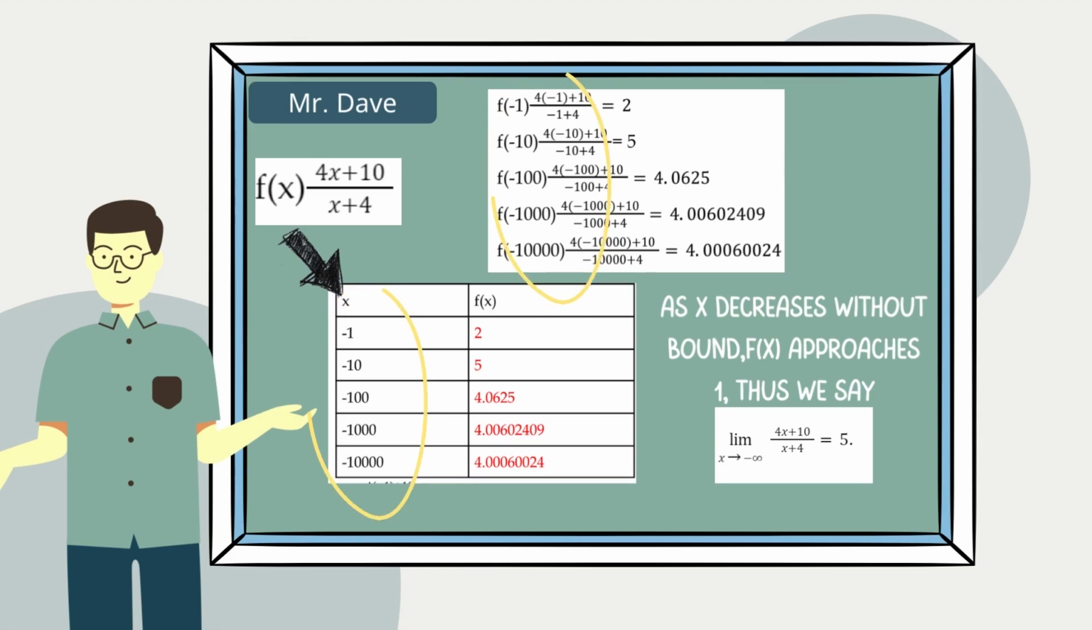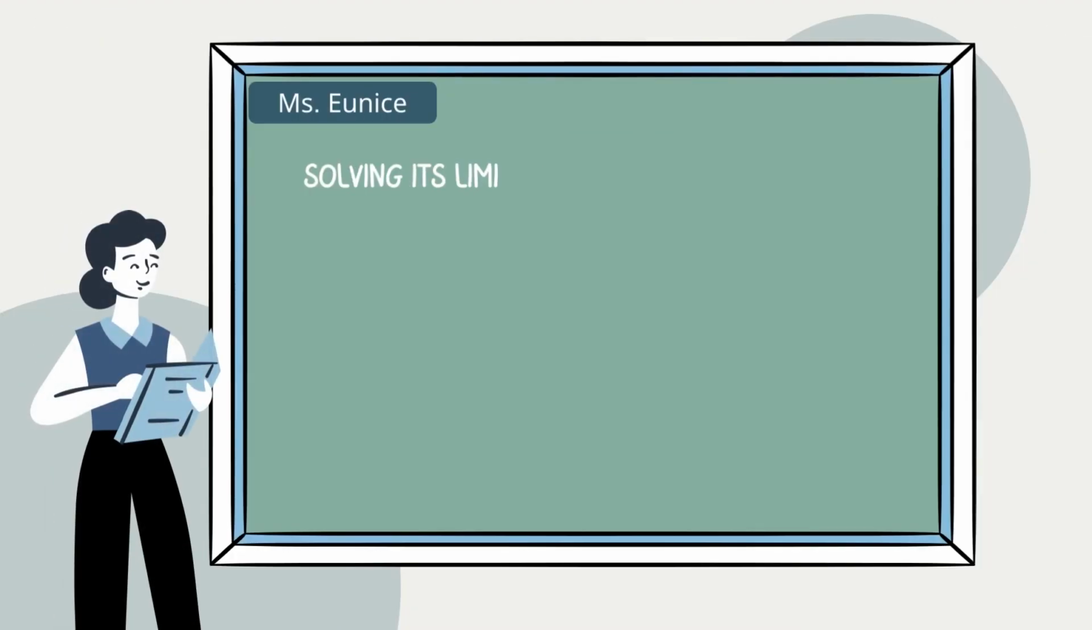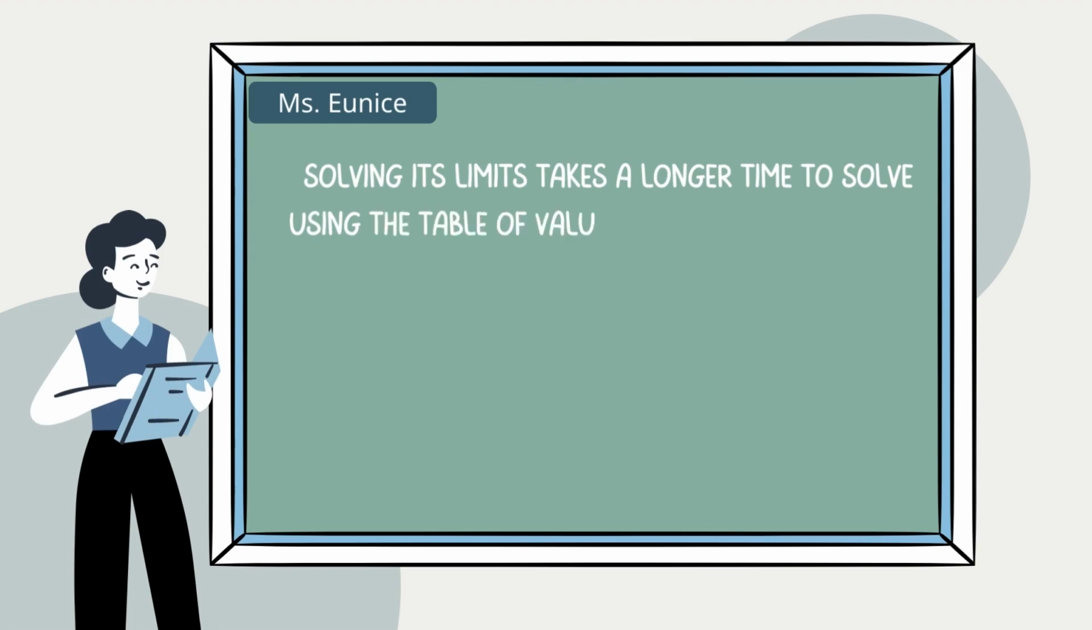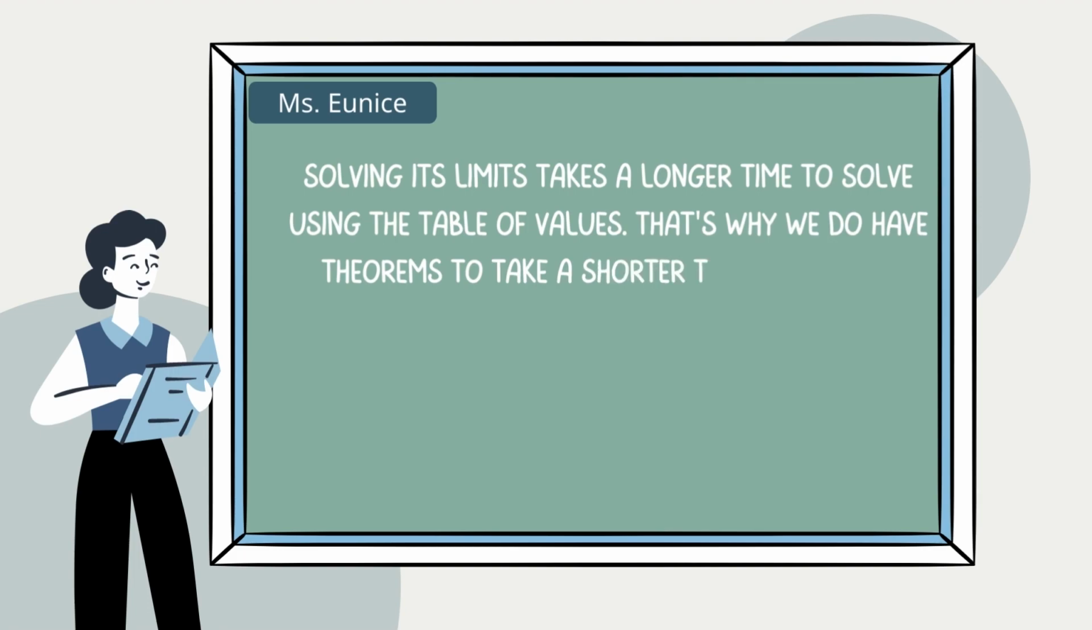So, as x decreases without bound, f of x approaches 4, thus we say the limit of 4x plus 10 over x plus 4 as x approaches negative infinity is equal to 4. Solving limits takes a longer time using the table of values. That's why we have theorems, to take a shorter time solving or evaluating.